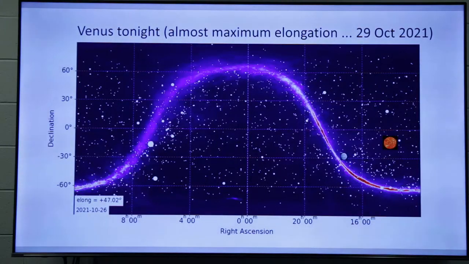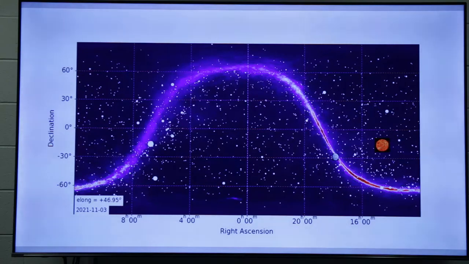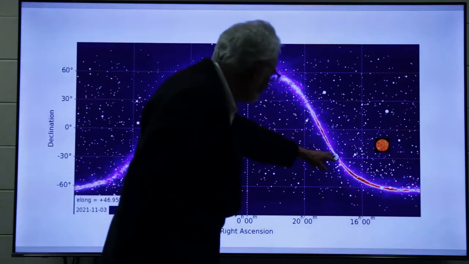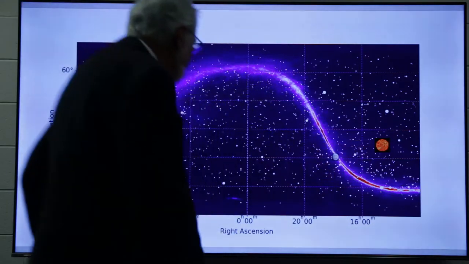quickly I'll illustrate. So here's tonight, and here's next week. This is next Wednesday. Notice that Venus is now right in front of the center of the galaxy. The sun's moved on a little bit.